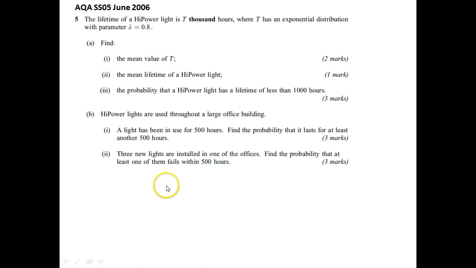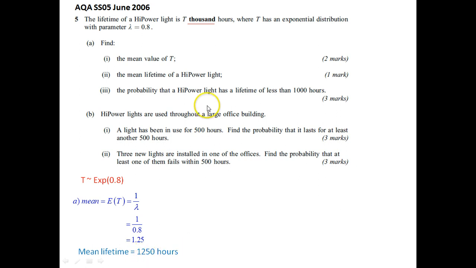A past paper question from AQA. The lifetime of a high power light is T 1000 hours, where T has exponential distribution with parameter lambda is 0.8. Find the mean value of T, the mean lifetime of a high power light, and then the probability that a high power light has a lifetime of less than 1000 hours. We'll do that first. So T is exponentially distributed with lambda 0.8. We want the mean value, so that's 1 over lambda, which is 1 over 0.8, which is 1.25. T is 1000 hours, so the mean lifetime is 1250 hours.